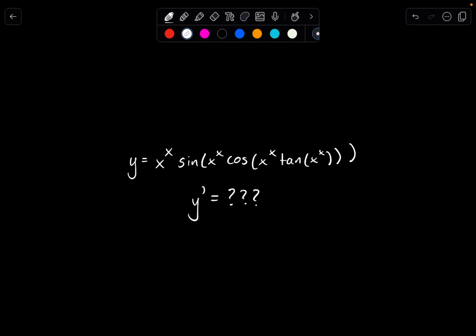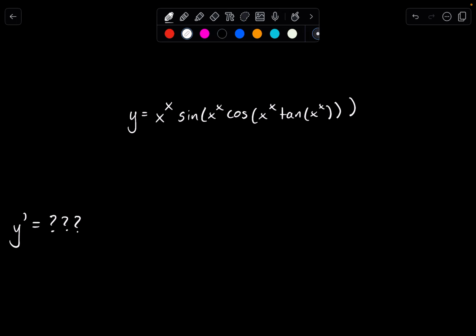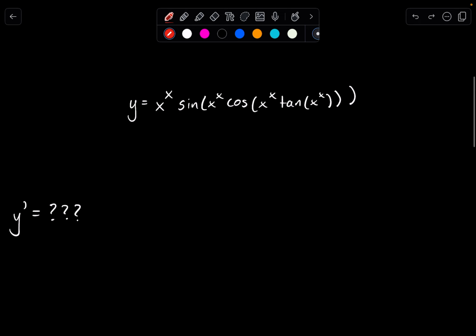Today we're going to be looking at a very interesting problem, as you can see right here. It's a pretty beefy equation, but I think we can take the derivative. It's pretty doable. So immediately we have x to the x times sine of x to the x times cosine of x to the x times tangent of x to the x. We're trying to find y prime, where this is the derivative.